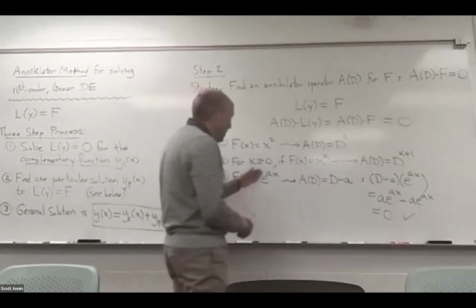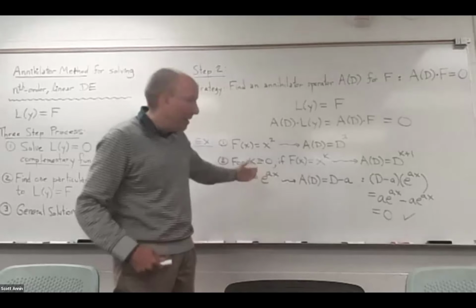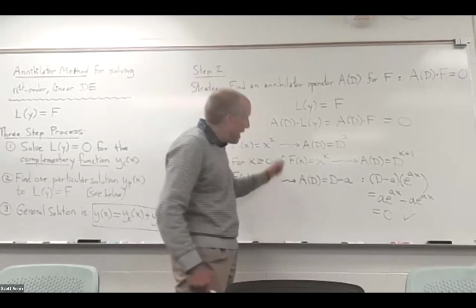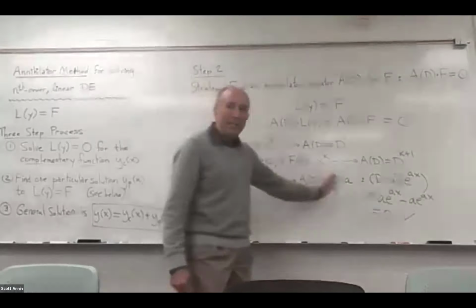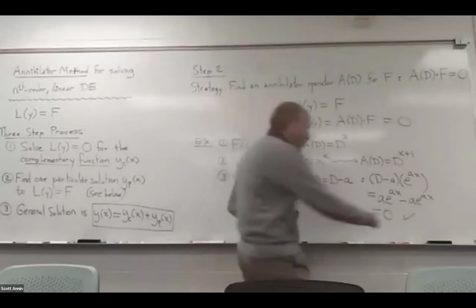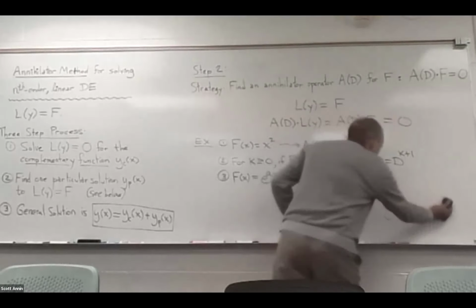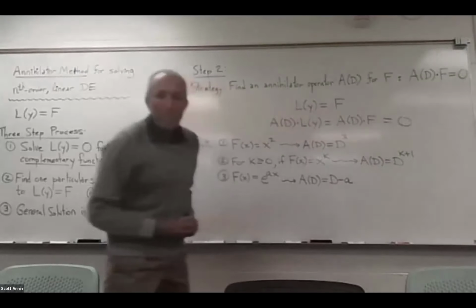All right, so this is for any value of little a, the annihilator of e to the ax is simply d minus a. Pretty nice. That's a pretty easy one to implement as well.